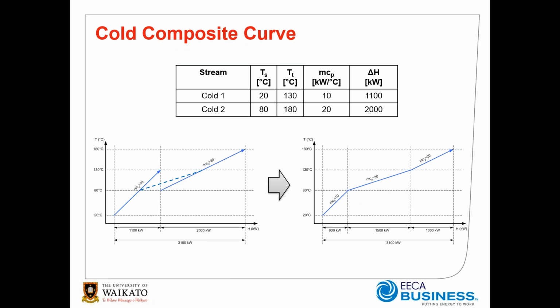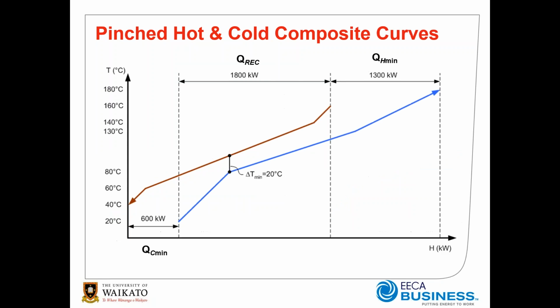If we take this hot composite curve and cold composite curve and plot them on the same diagram and bring the two together, then we can form a pinch, or a location which we have dictated that we're not going to go below a minimum approach temperature of, in this case, 20 degrees.